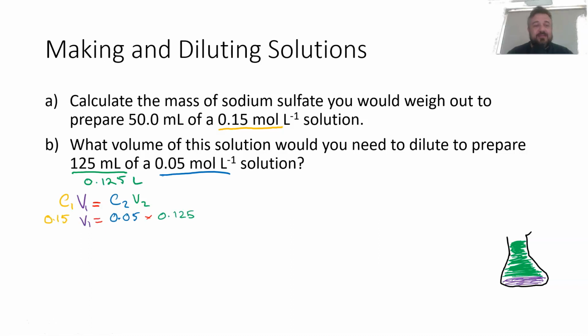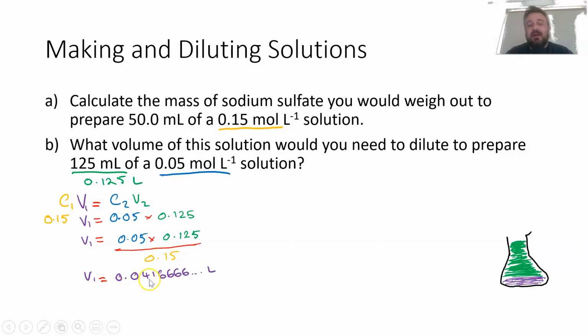So let's pump our numbers in that we know. We've got 0.15 times V1 equals 0.05 times 0.125. So then we rearrange our equation. We do this a lot in chemistry, and these equations make our ideas really flexible. So we can take this 0.15, divide it away from there, which means we've got to divide it on this side. So it becomes 0.05 times 0.125 divided by overall 0.15. And that gives us this solution here, this volume.